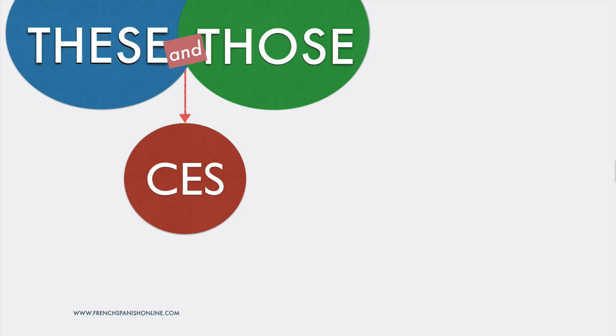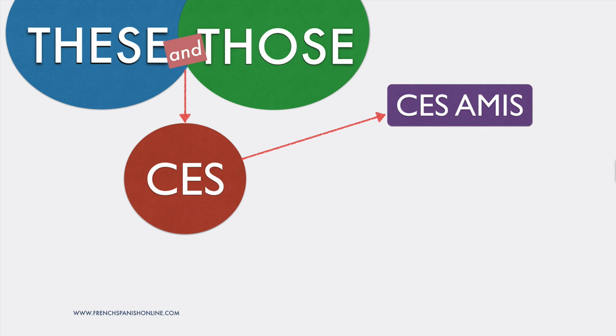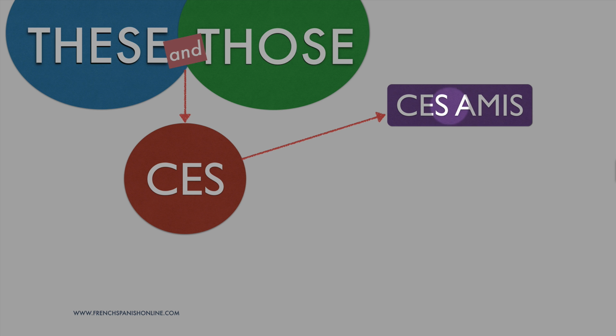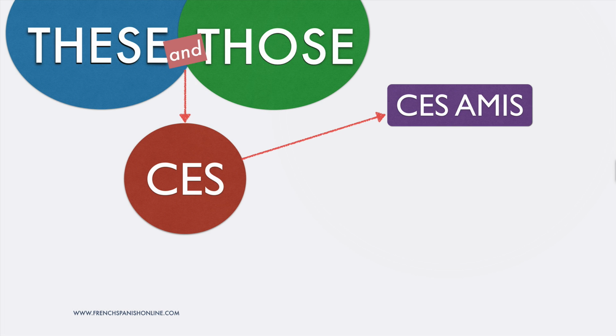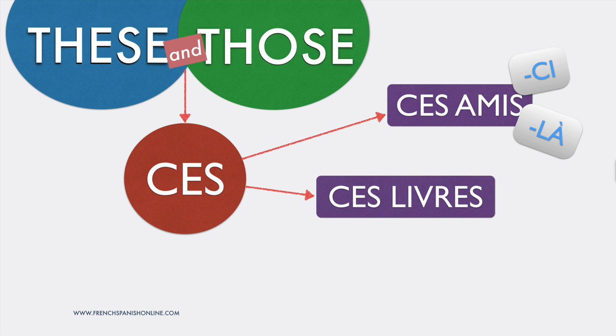C-E-S, the same pronunciation as before, but here the liaison will be different because of the letter S. So ces is used, for example, with masculine words starting with a vowel, so these or those friends, you will have, of course, the liaison between the two words, and you will say ces amis. And if you want to stress, of course, you can add ci and là, ces amis-ci, ces amis-là. The same thing for ces livres. This time we've got a masculine word starting with a consonant, but we don't mind. We use ces livres, these books, those books, and ces livres-ci, ces livres-là.